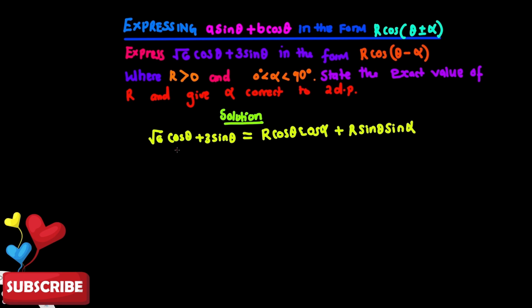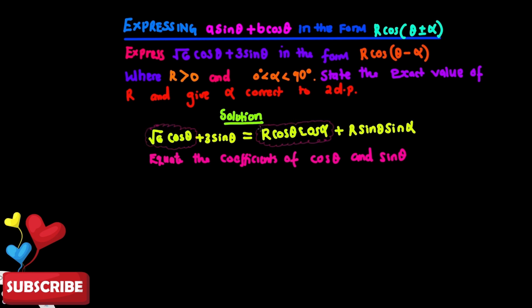So meaning that we can now equate the coefficients. We're going to equate the coefficients of cos theta and sin theta. So this part is going to be equated to this part because those two terms have cos theta, so that we can cancel it out. So we can write this part equals to this, and therefore we can now cancel cos theta, and we will remain with root 6 equals r cos alpha, which is our equation 1.